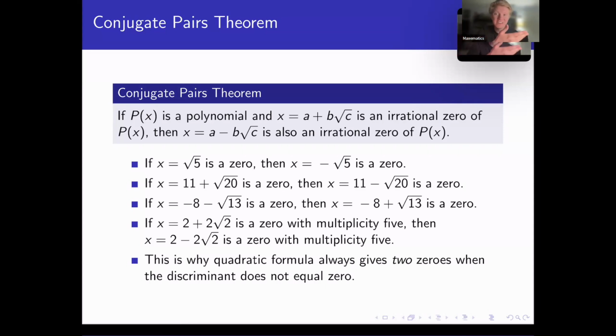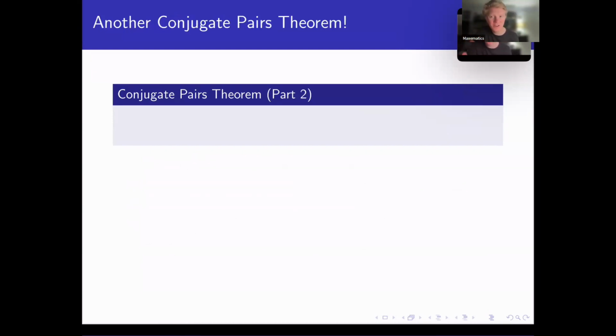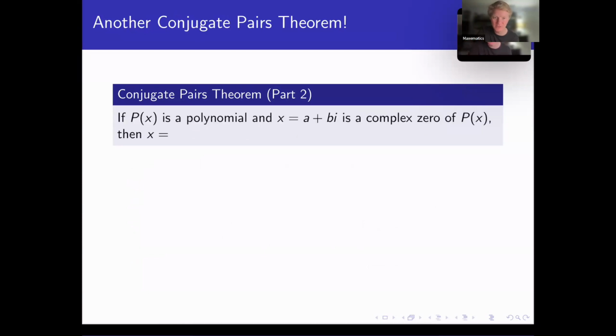For example, in that second example we did for rational zeros theorem, the two other zeros to the function were 1 plus square root of 5 and 1 minus square root of 5 via quadratic formula. So this is why quadratic formula always gives a pair of zeros, not only when it's irrational, but also when it's rational and real. Okay, well, we also have another conjugate pairs theorem that's very similar.